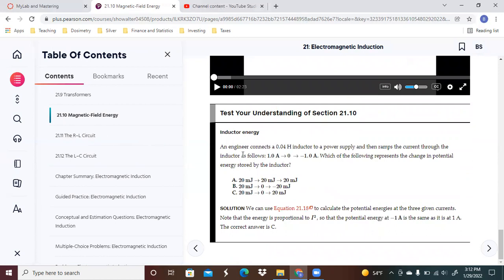If we're looking at inductor energy, let's say an engineer connects a 0.04 Henry inductor to a power supply and then ramps the current through the inductor as follows. Which of the following represents the changes in the potential energy stored by the inductor? Well, we can use equation 21.18 to calculate the potential energies at the three given currents. Since the energy is proportional to I squared, the potential energy at this is the same as this, so the correct answer ends up being C. So now let's go to the RC circuit.